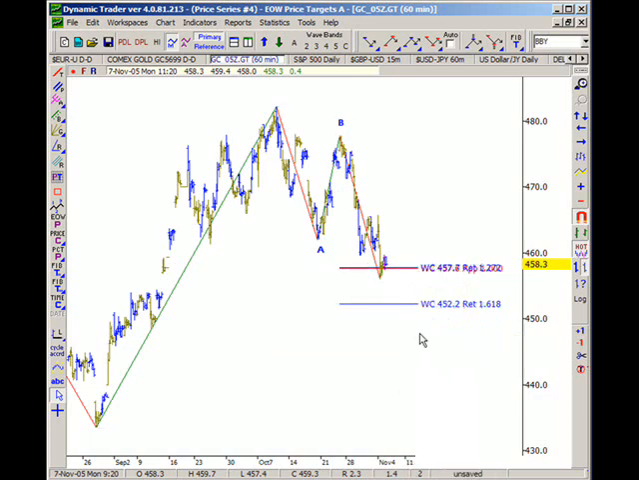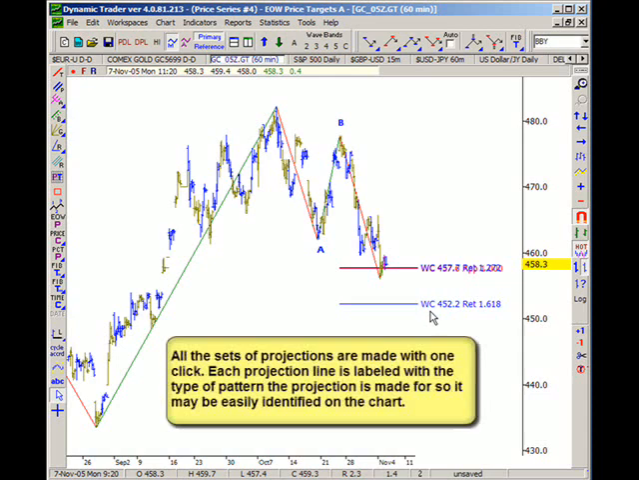And I'm just going to erase those retracements. And when the projections are made, it actually labels which type of pattern those projections are being made for, in this case a wave C. And of course that's in the first area of projections, that's right around where the low was made.